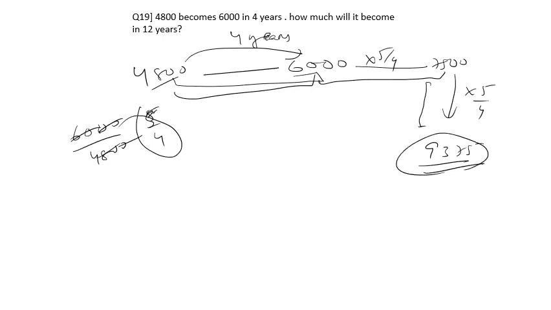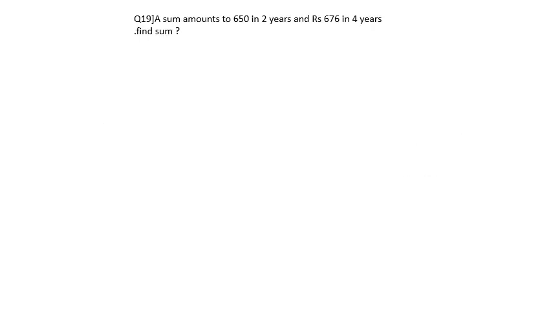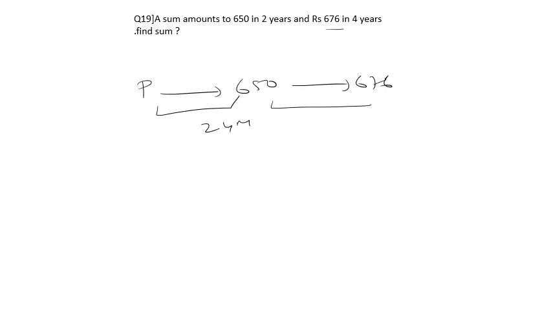Now moving to the question. A sum amounts to 650 in 2 years and 676 in 4 years. Find the sum. Okay, so principal becomes 650 in 2 years and 676 in 4 years. This gap is 2 years, this is again 2 years.